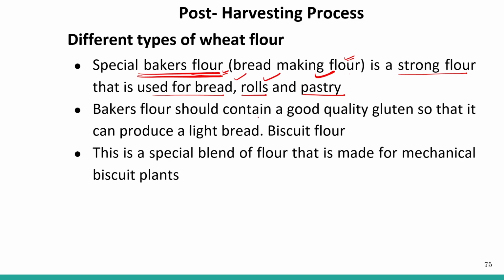Baker's flour should contain a good quality gluten so that it can produce a light bread, right? This is very important, because this gluten, as we have discussed, provides the elasticity and can trap the carbon dioxide that is produced by yeast. So gluten is a very important component, and it must be present in the flour used for making bakery products.